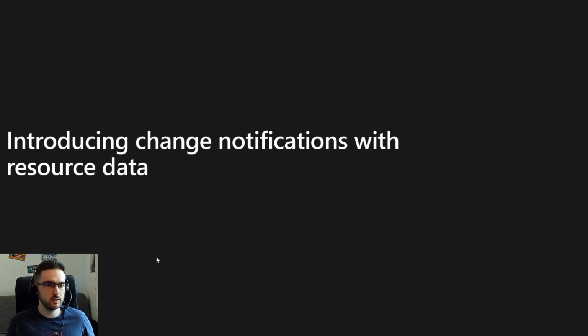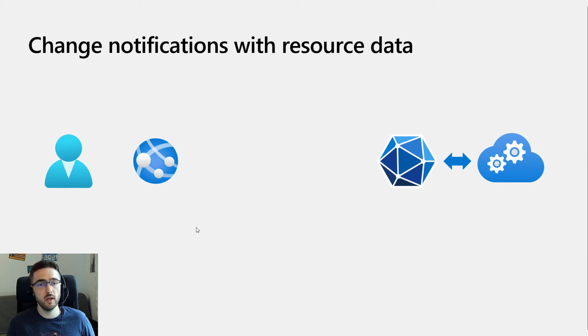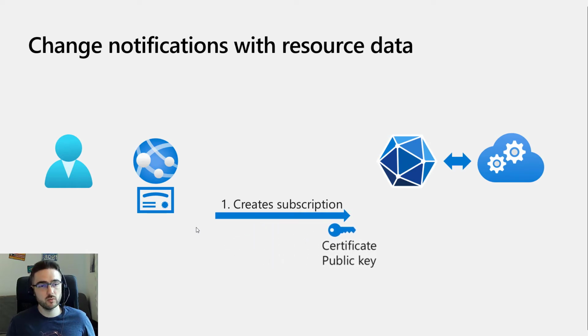So back at Ignite 2020, we released change notifications with resource data in general availability. They basically work the same way as basic or plain change notifications. Again, you have your user on the left, you have Microsoft Graph and these services on the right, and you create a subscription. But this time, whenever you create your subscription, you're going to use a certificate, and I will detail why.